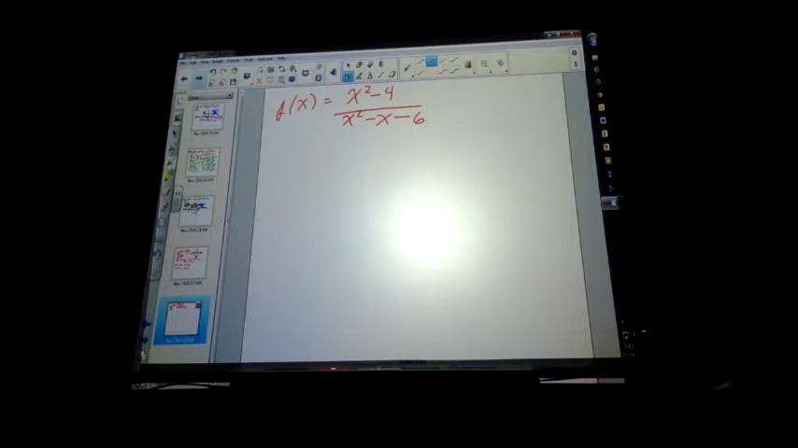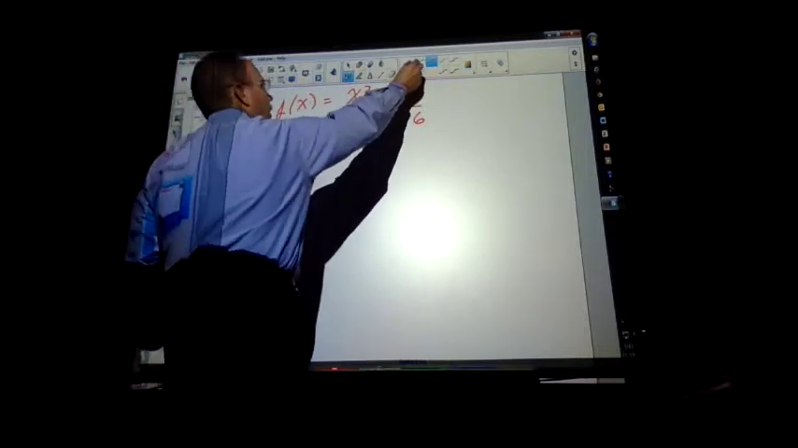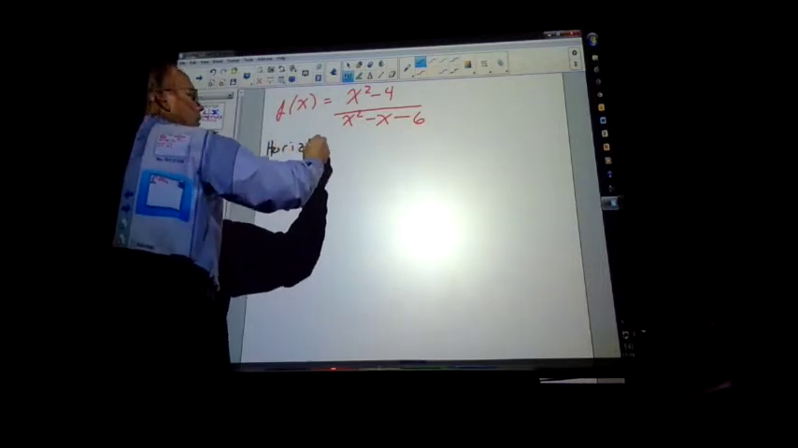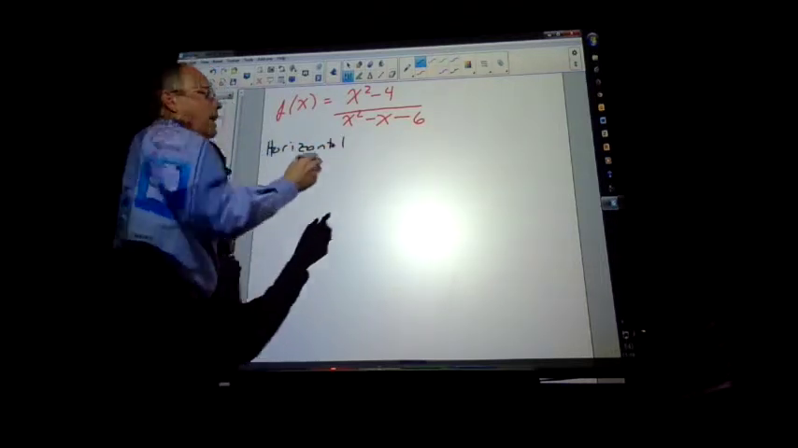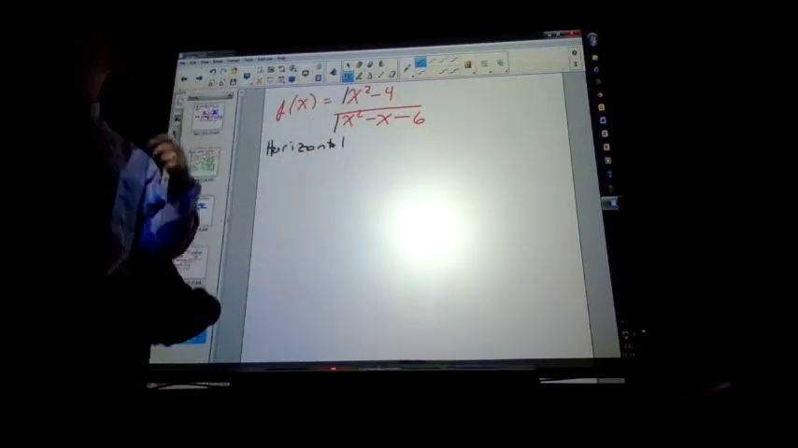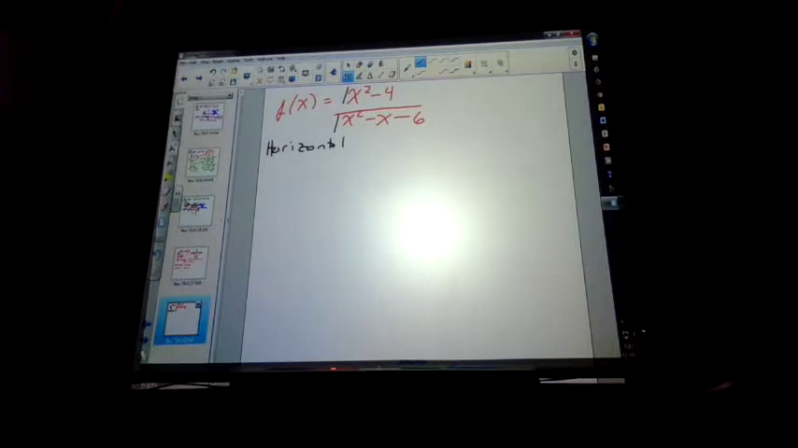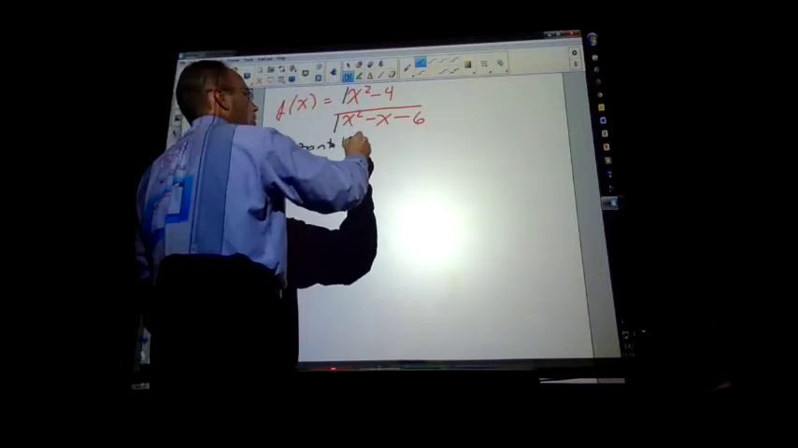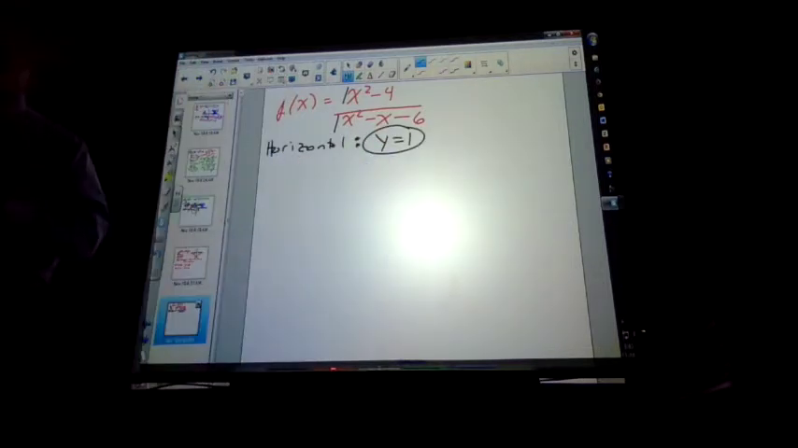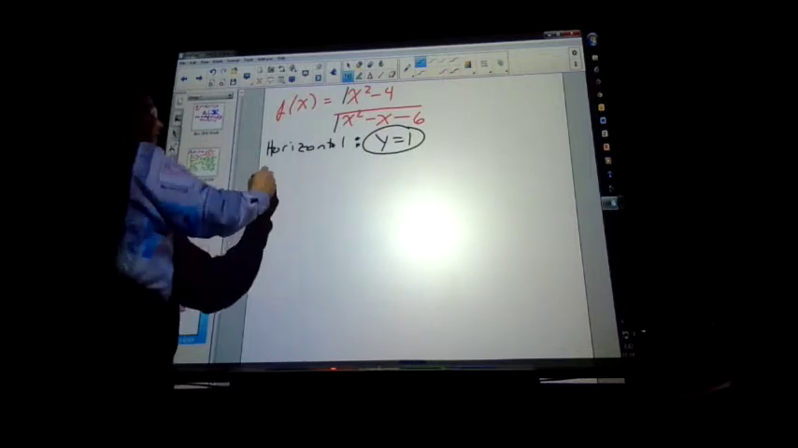Oh, I like it. So right now we have a horizontal asymptote. The lead coefficient here is 1. The highest degree on top is equal to the highest degree on bottom, so it's whatever those lead coefficients are. So my horizontal asymptote is going to be y equals 1. Do we know if we have any holes?